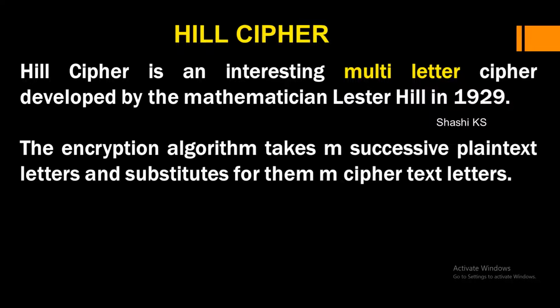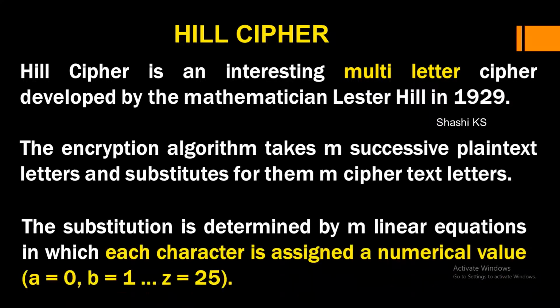Hill cipher is also a block cipher. In block ciphers, the original message of M bits is broken into several blocks, each of N bits, where N is less than M, and each block is encrypted or decrypted using the same key. So the substitution in Hill cipher is determined by m linear equations, and each character is assigned a numerical value. These are the two things which you have to remember.